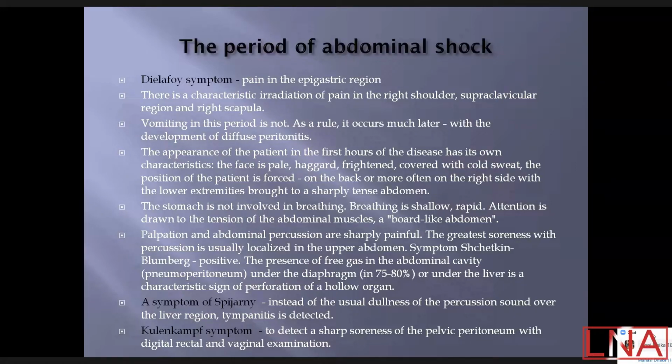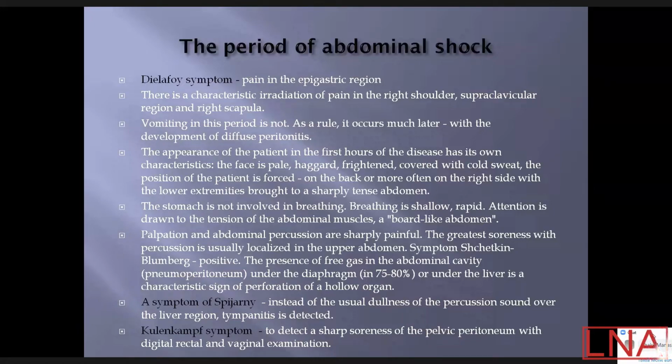Quite quickly it spreads along the right half of the abdomen, including the right iliac region, and then captures all its parts. There is a characteristic irradiation of pain to the right shoulder, supraclavicular region, and right scapula, which depends on irradiation of the phrenic nerve endings. As a name, Phrenicus syndrome, Phrenicus irradiation. Vomiting in this period is not typical.